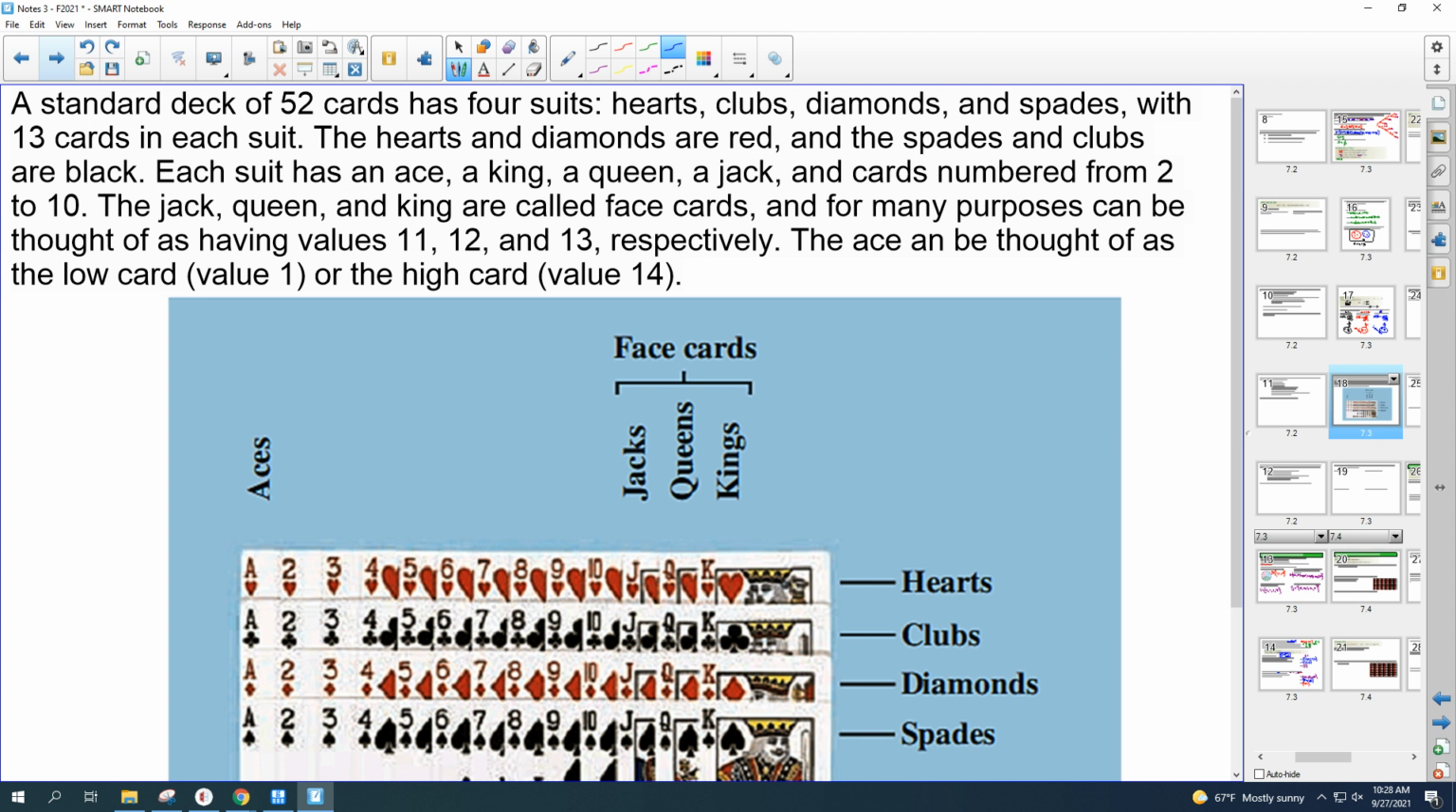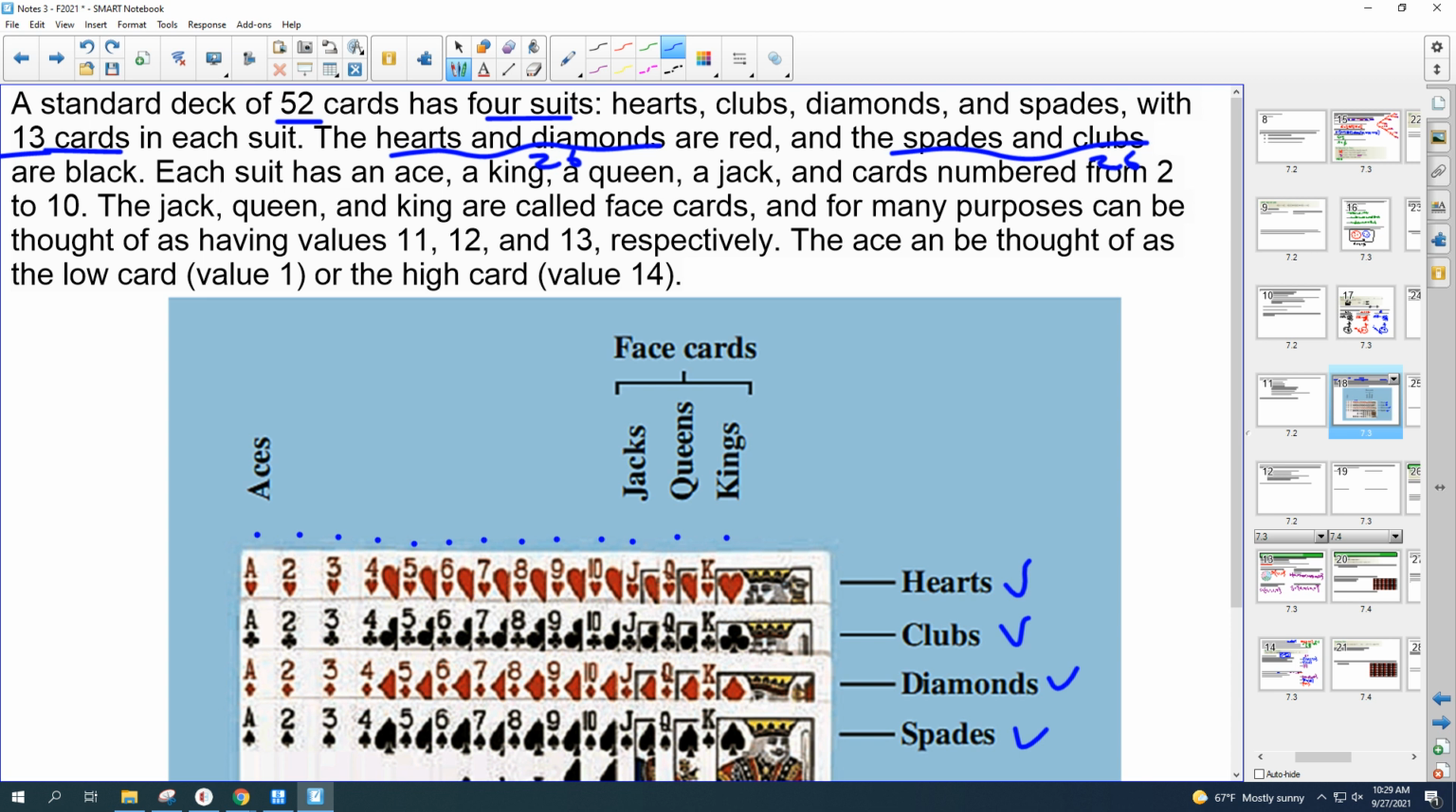Like there are 52 cards in a deck. That's a really important number. There are 4 suits: hearts, clubs, diamonds, and spades. There are 4 suits. That's what they're called. There are 13 cards in each suit. That's another important number. So you've got numbers like 4 suits, 13 cards in each suit, 52 total cards. Hearts and diamonds are red, so that means there are 26 red cards, 13 plus 13. And spades and clubs are black. That means there are 26 black cards. There are just things that you need to know about a deck of cards.